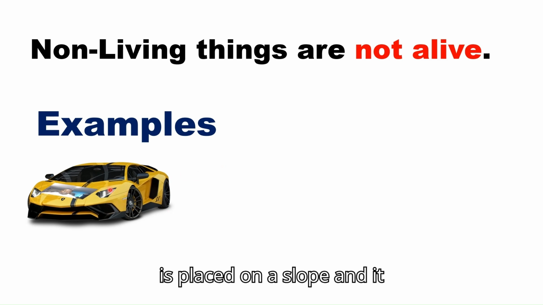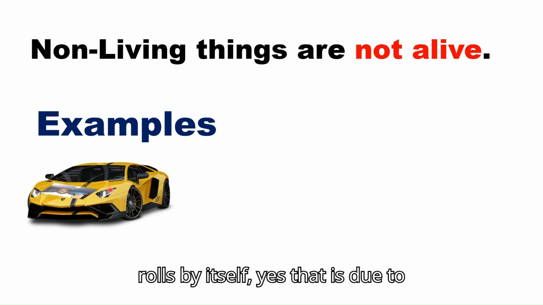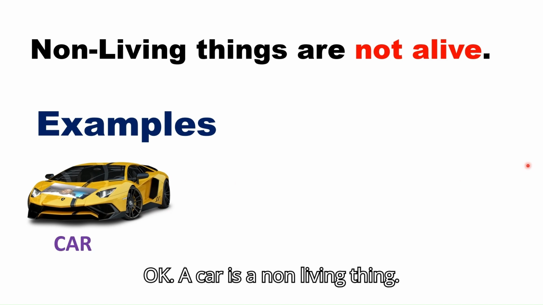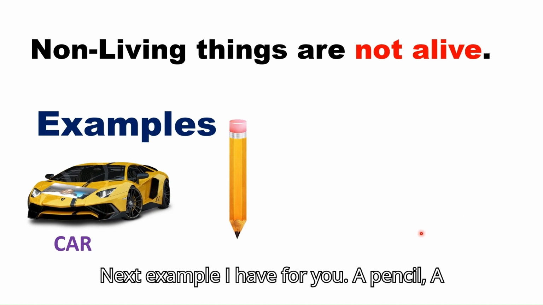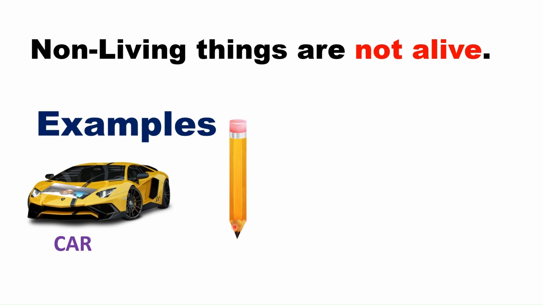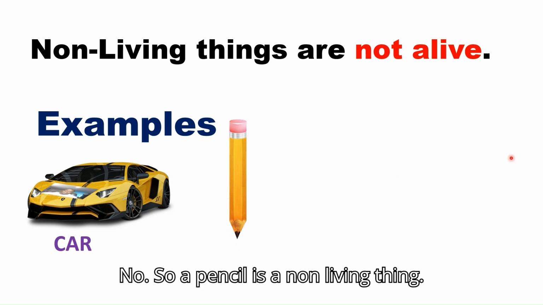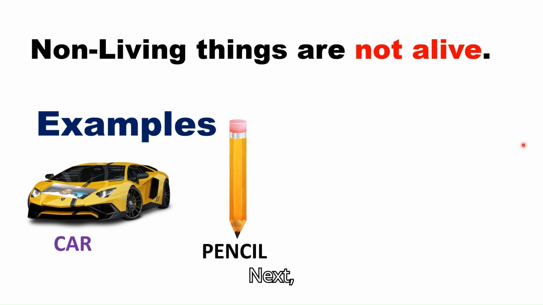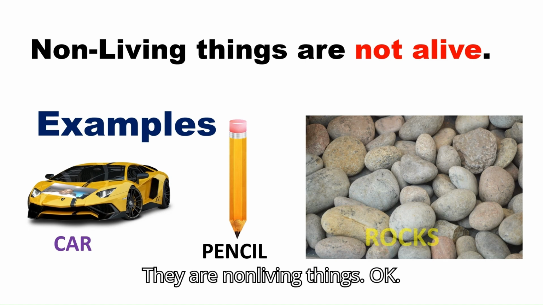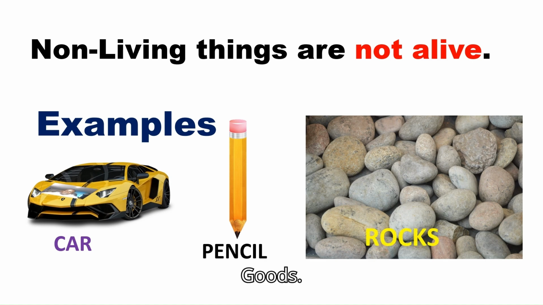If the car is placed on a slope and it rolls by itself, yes, that is due to the force of gravity. You will see that in the later part of science, forces. A car is a non-living thing. Next example I have for you, a pencil. Can a pencil eat food? No. So a pencil is a non-living thing. Next, stones or pebbles. They are non-living things. Good.